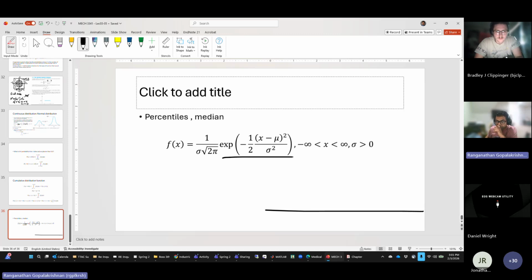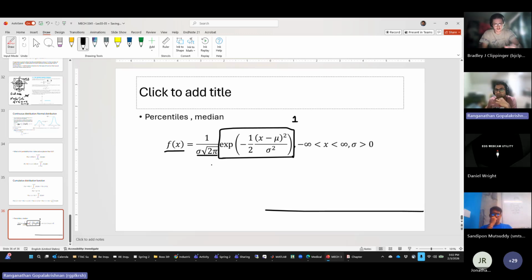This is an exponent function. It's a positive function. It cannot be negative, number one, because these are all real numbers. And if there is a negative sign, and if x is anything other than mu, this number will be positive, which will make this function less than 1. So the maximum value of this function is 1. And the maximum value of this f of x will be 1 multiplied by this positive number.